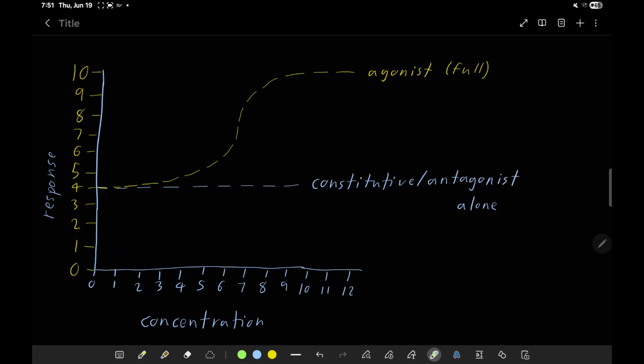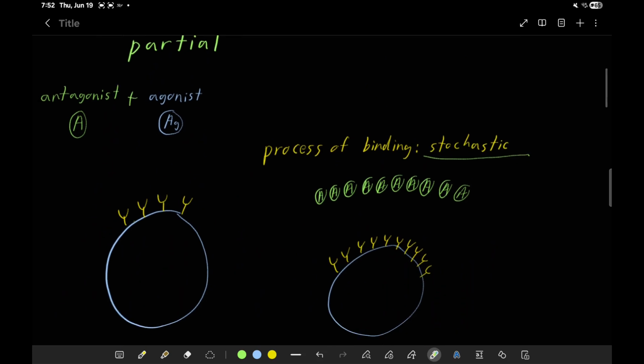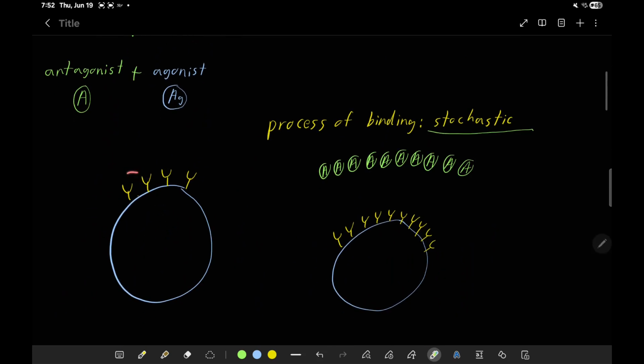So you may be thinking, if antagonists don't really do anything, they just keep constitutive levels the same, then why are they significant? What's their point? Well, while they don't do much on their own, their effects become very obvious when they're used in conjunction with agonists. So here you have a cell with a bunch of receptors, and when you add antagonist along with agonist, then it becomes very obvious that antagonists play a big role.